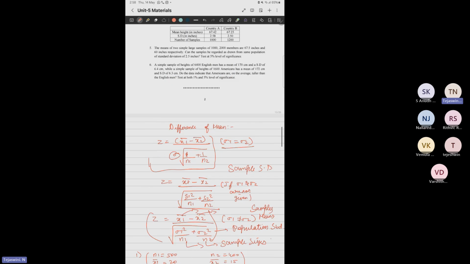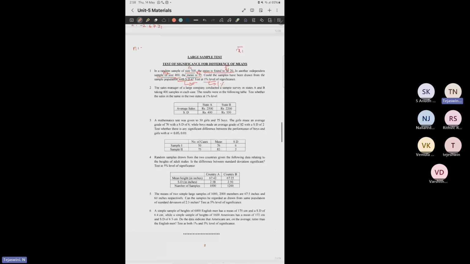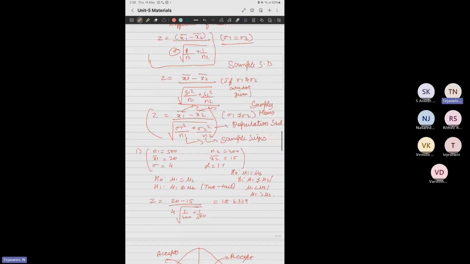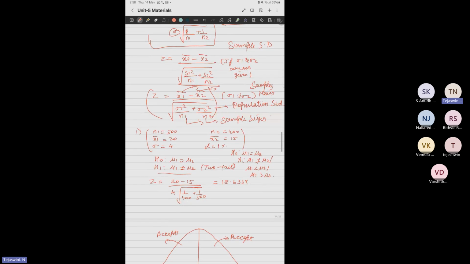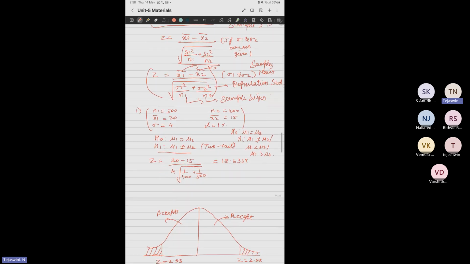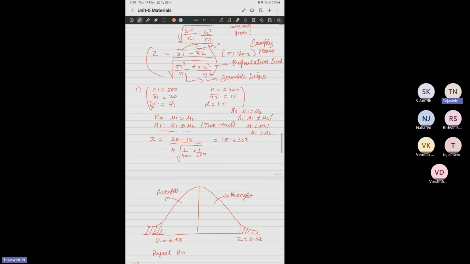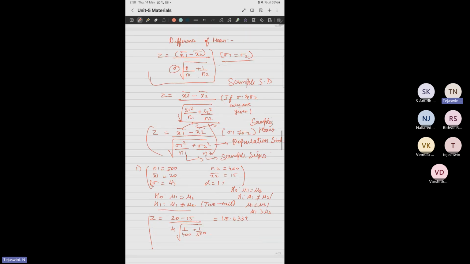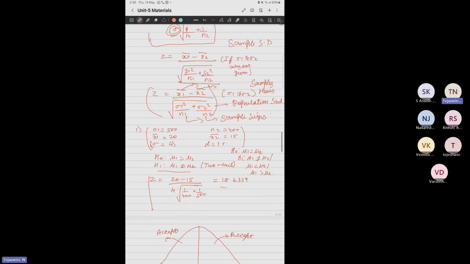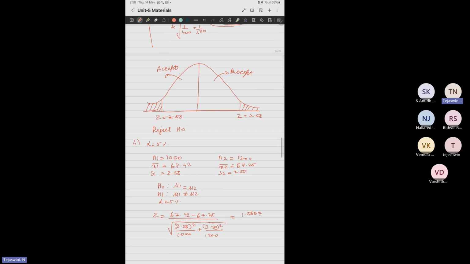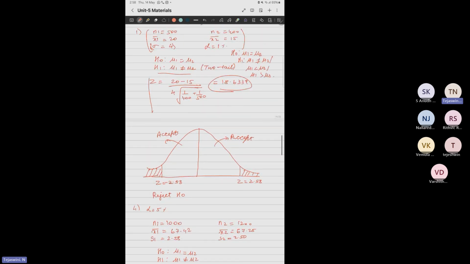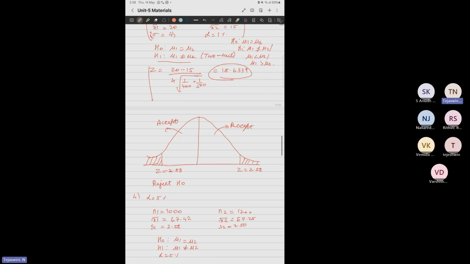So here they didn't give us any keywords like less than or greater than and so on. So it will be mu1 is not equal to mu2, which is two tail. Since the value of sigma is equal for both the cases, we can substitute the value of sigma in the formula. This formula will be using, since the value of sigma is common, we can substitute in here, we can get the value of z, and then we can draw the bell curve, and then we can check the value of z.